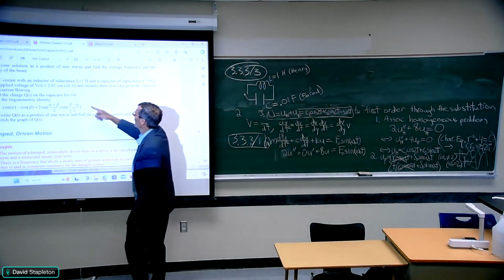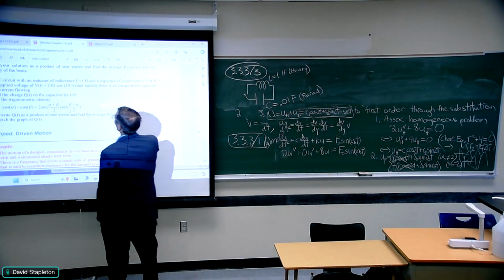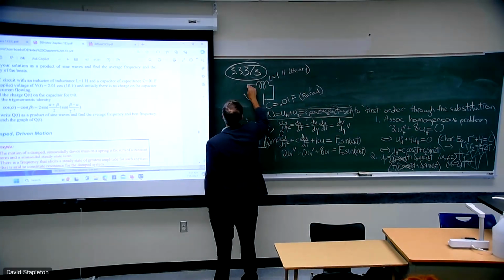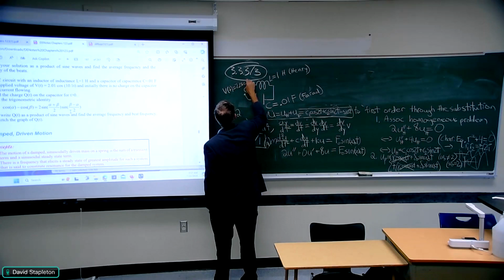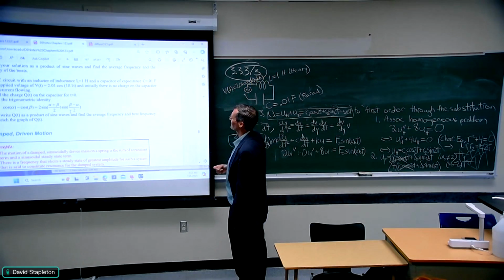Oh, wait a minute. I'm gonna drive it with a voltage of 2.01 cosine 10.1t. So now we're gonna look at this one, where we put an impressed voltage on here. So V of t equals 2.01 cosine 10.1t. All right. Those seem like kind of bad numbers, but they're actually good ones. Could have picked worse ones. And initially, there's no charge on the capacitor.